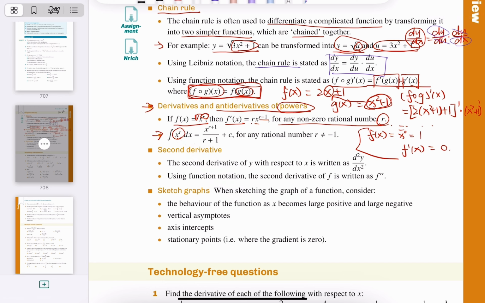And then backwards, if we want to integrate x to the power of r, then we have 1 over r plus 1, times x to the power of r plus 1. And then don't forget to add c. That's very important. Do not forget to add c. And this only works for any rational number r that is not equal to -1, because if r is equal to -1, then the denominator will be undefined.